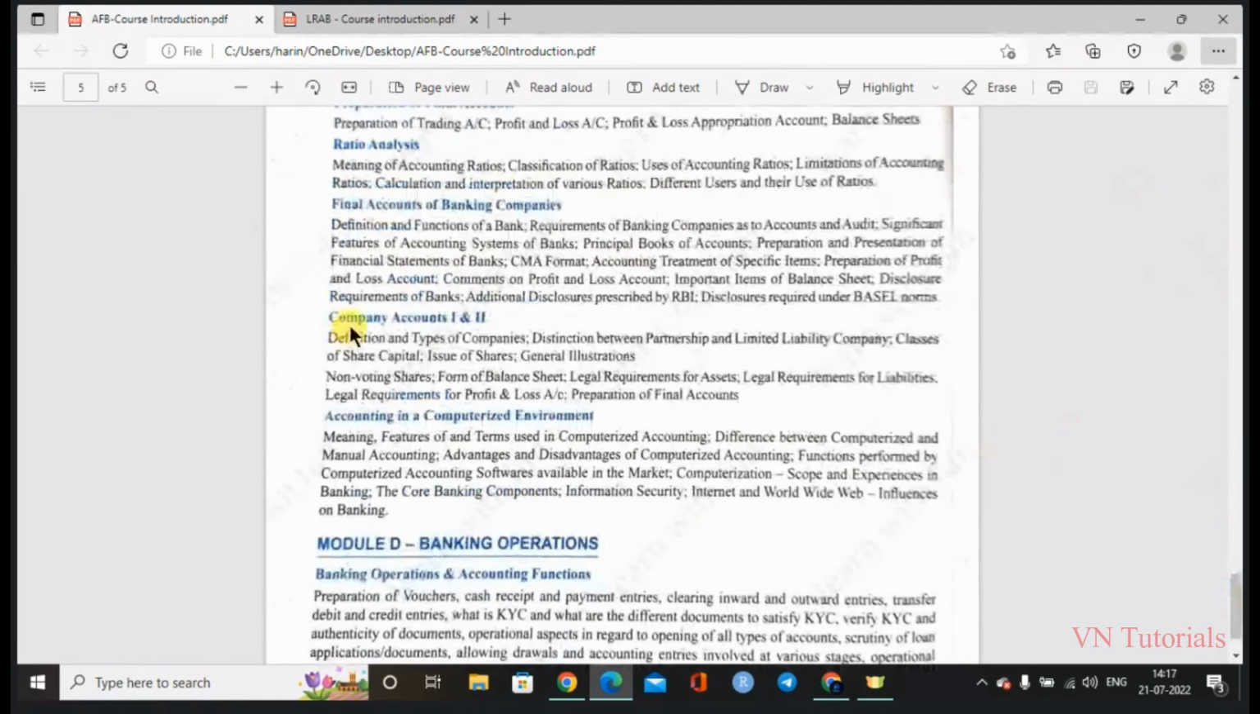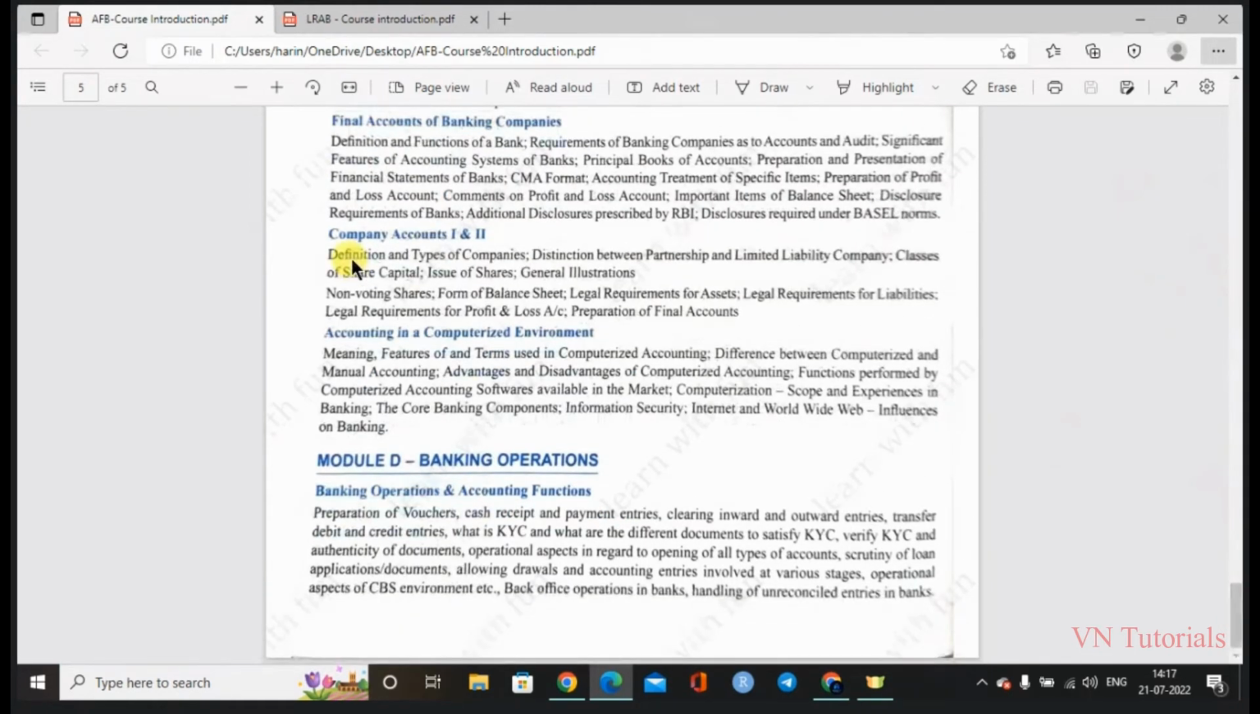Then under final accounts of banking companies, we are going to see definition and functions of a bank, requirements of banking companies as to accounts and audit, significant features of accounting system of banks, principal books of accounts, preparation and presentation of final statements of banks, CMA format, accounting treatment of specific items, preparation of profit and loss account, comments on profit and loss account, important terms of balance sheet, disclosure requirement of banks, additional disclosures prescribed by RBI, disclosures required under Basel norms.